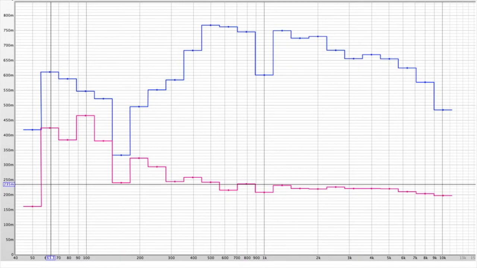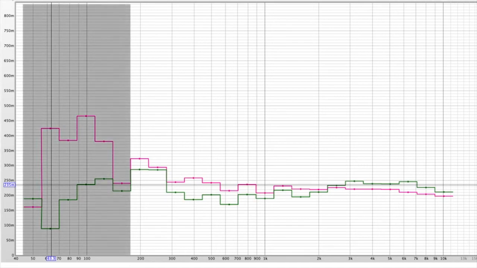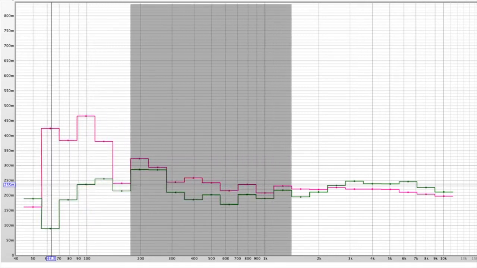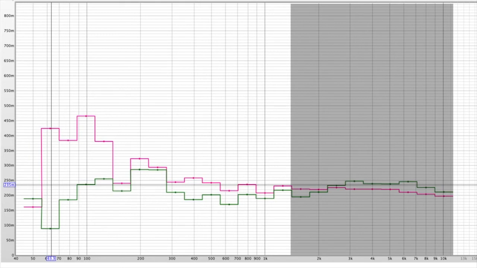Here is the data plot reflecting the new RT60 with the additions of corner and hybrid traps. I've used a dark green line and it resides at the bottom of the graph. Referring to the zones again, Zone 2 third octaves are now between 100 and 250 milliseconds. Zone 3 third octaves are now between 190 and 290 milliseconds. Zone 4 third octaves are now between 190 and 250 milliseconds.